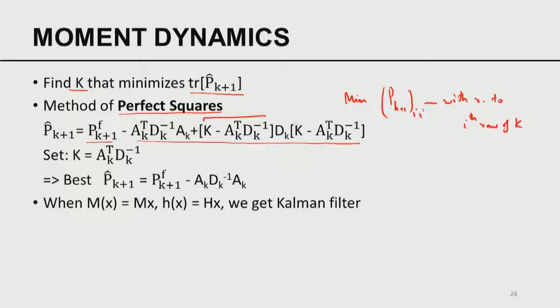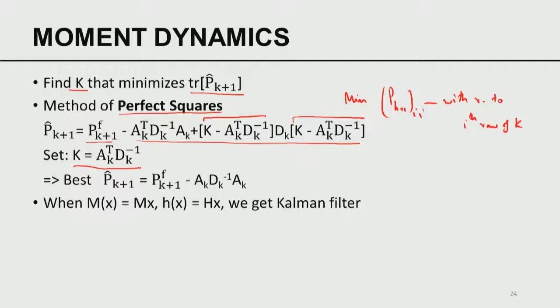So this is one term, this is another term, D is known. Now look at the structure. PKF is the sum of three terms. The first term is known, and that is independent of K. The second term is known, that is independent of K. The third term is known, it depends on K. If some term does not depend on K, I cannot choose K to change it. So the only way to affect it is to make those terms that depend on K zero. Therefore by picking K equal to A K transpose D K inverse, I can make this quadratic term vanish.